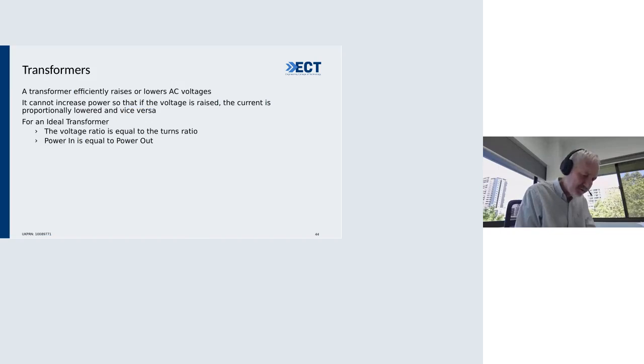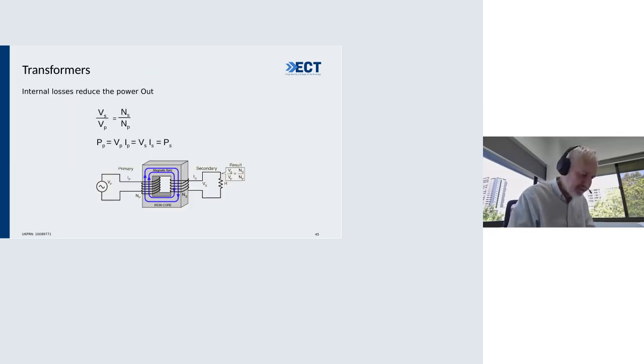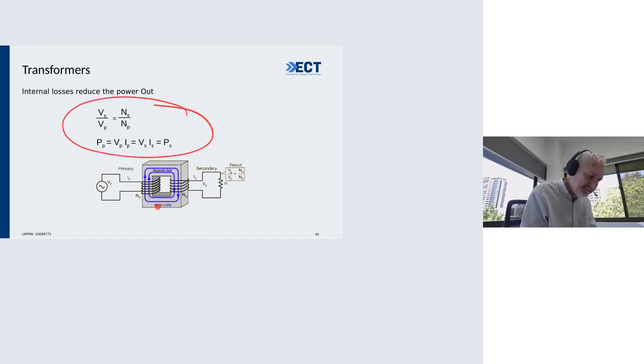So let's talk about transformers now. Transformers are basically to raise or lower voltages. And I suppose if we didn't have AC, we wouldn't need transformers. And obviously the very famous formula: you've got your primary and secondary, and the voltage in the secondary divided by voltage in the primary is equal to turns in secondary divided by turns in primary. And the power: volts primary times I primary equals volts secondary times I secondary. This is not quite true because there's always losses in the core.